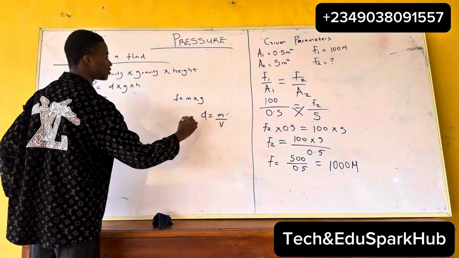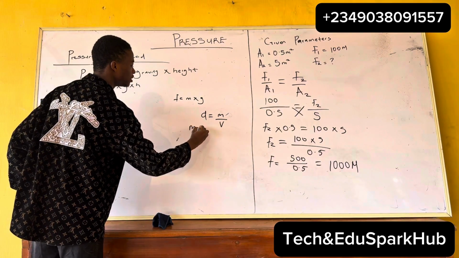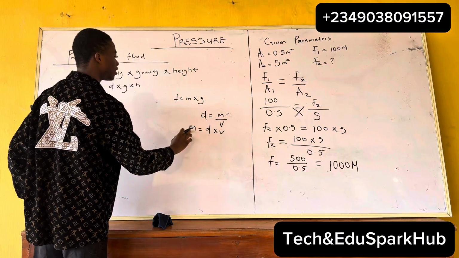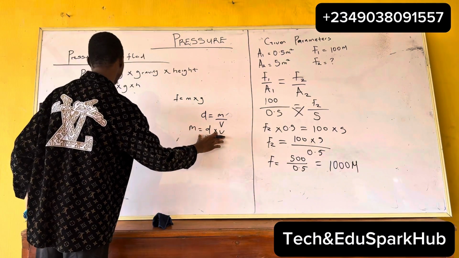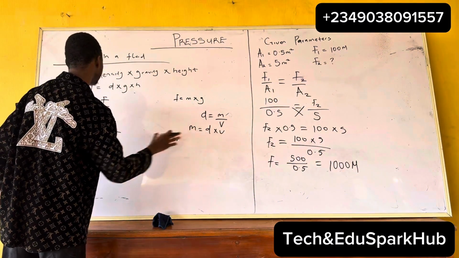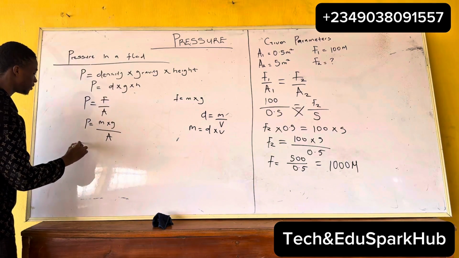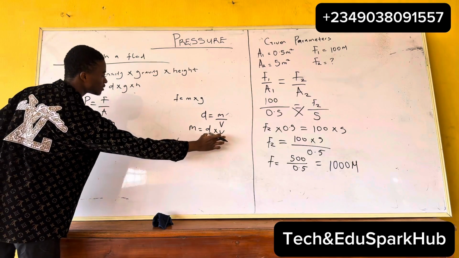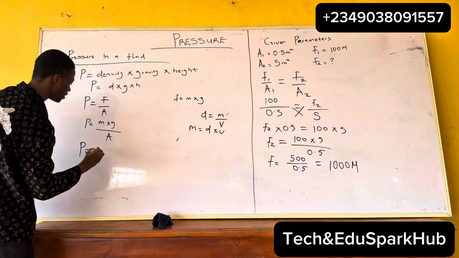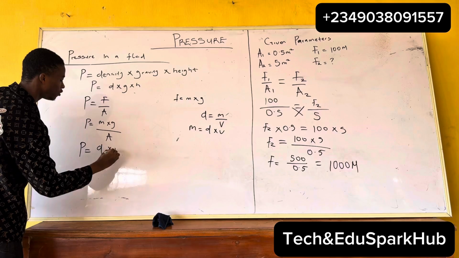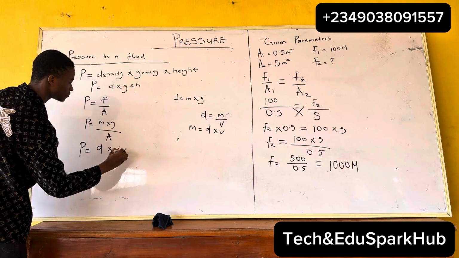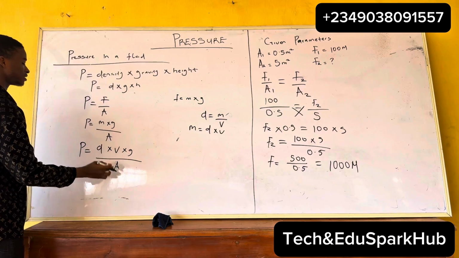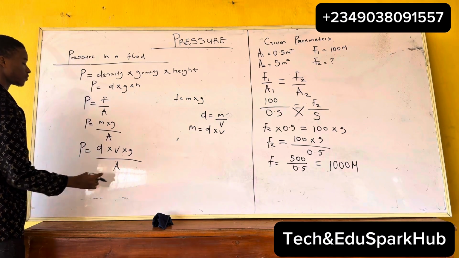And making the mass the subject of the formula, we have M is equal to D times V. So now that we have the mass as the subject of the formula, we can put the mass in this density to this pressure. So we can say the pressure, which is P, is equal to this mass. And in this case, this mass will be equal to the density times volume. So we have the density times volume times this G divided by the area, which is the A that is under this pressure.